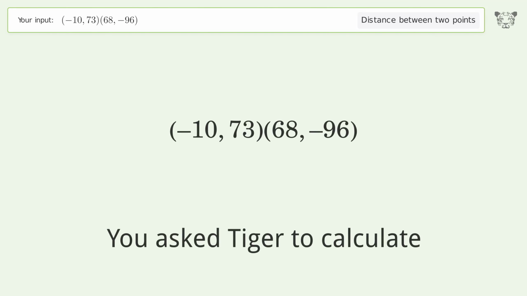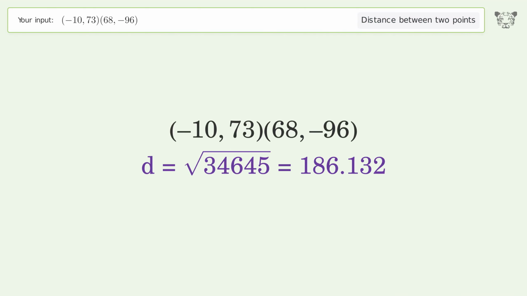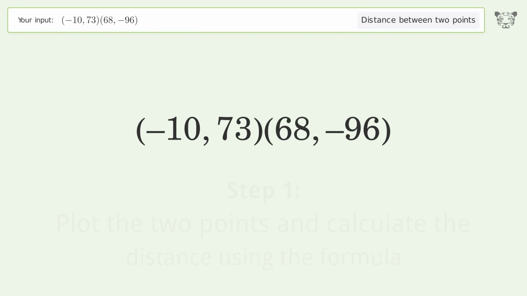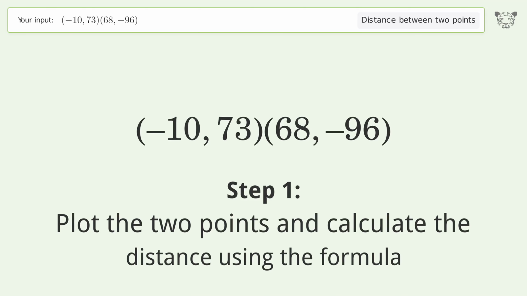You ask Tiger to calculate. This deals with the distance between 2 points. The distance between the 2 points is the square root of 34,645 or 186.132. Let's solve it step by step. Plot the 2 points and calculate the distance using the formula.